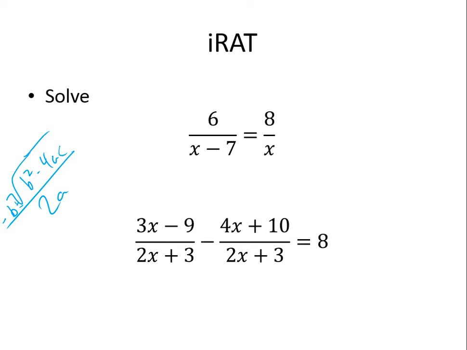For your practice, the first one is just a cross multiplication. You don't have to get a common denominator, just cross multiply and solve for x. And the next one, you're going to have to see if you get a common denominator. If you have a common denominator, then just combine the two fractions and then solve for the number. All right, and so that's solving rational expressions.